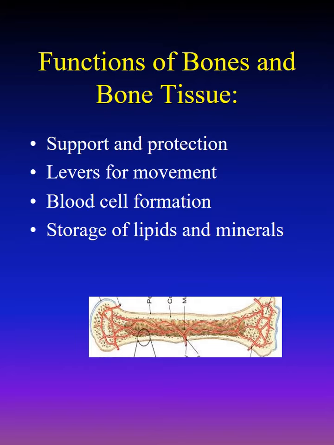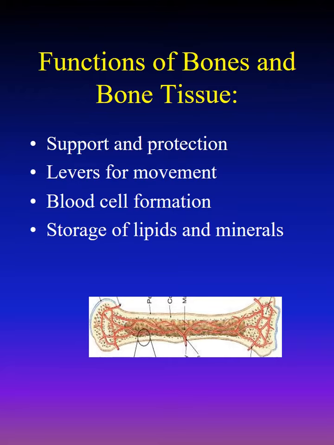Bones and bone tissue also serve as attachment sites for skeletal muscle, soft tissues, or other organs. And so the bones function as levers when skeletal muscles contract. Because of that, this can alter the direction and magnitude of the forces that are produced by skeletal muscle.